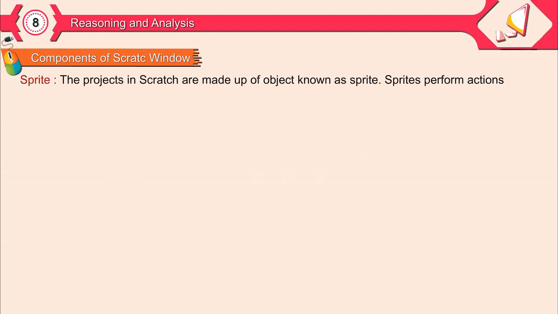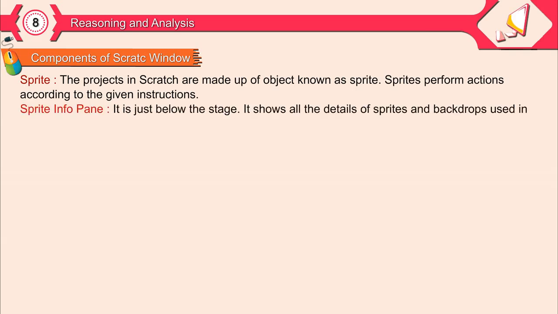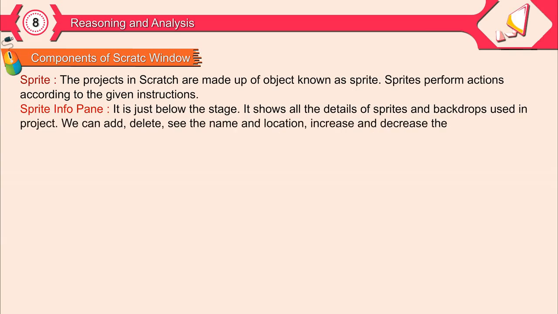Sprite. The projects in Scratch are made up of objects known as sprites. Sprites perform actions according to the given instructions. Sprite info pane. It is just below the stage. It shows all the details of sprites and backdrops used in the project. We can add, delete, see the name and location, increase and decrease the size of a sprite. Similarly, we can add or change the backdrop.